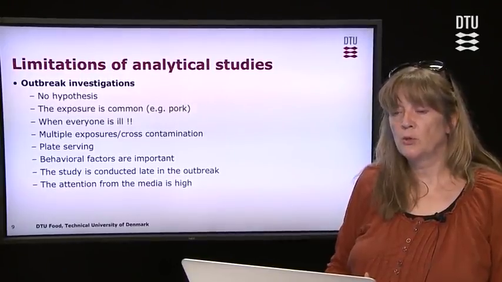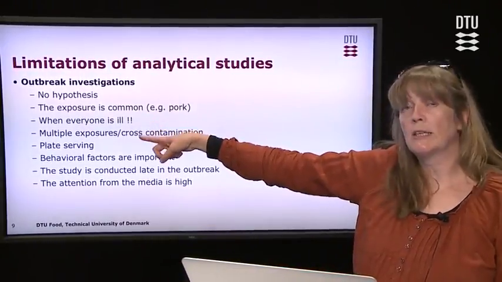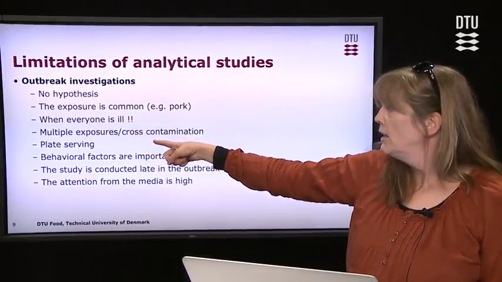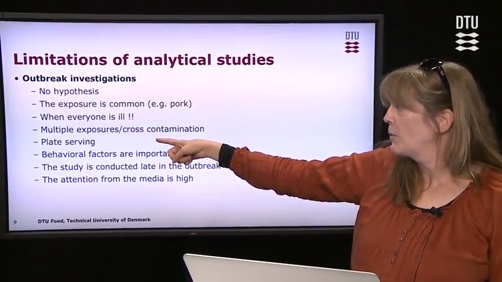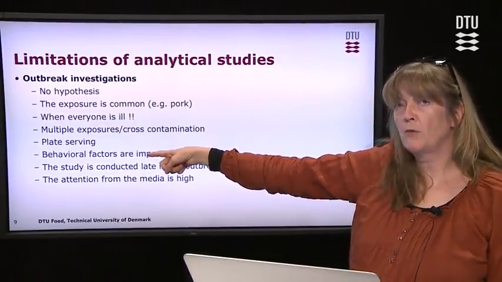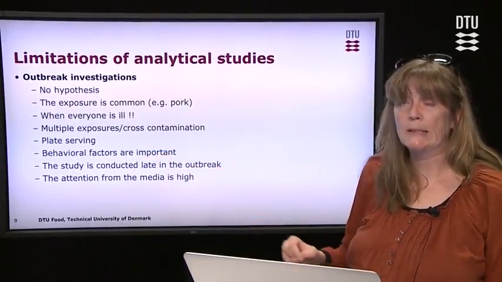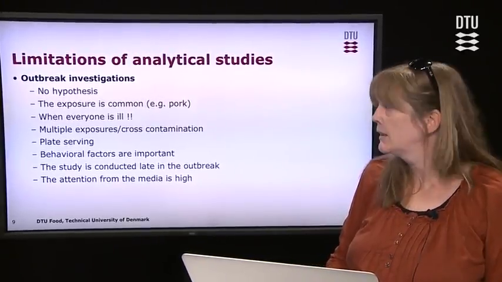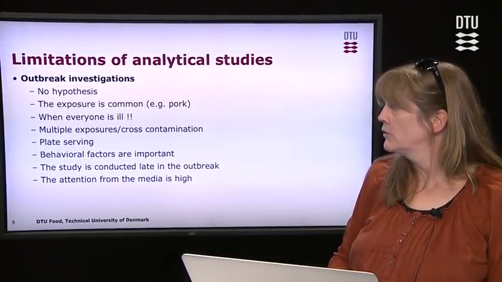There's a lot of other issues here that you can see. When everyone is ill, obviously, you will not have any controls as such. Multiple exposure pathways can also be tricky. If people get the meal served on plates, so everybody would have eaten of everything from the plate, it can be difficult to disentangle the source.